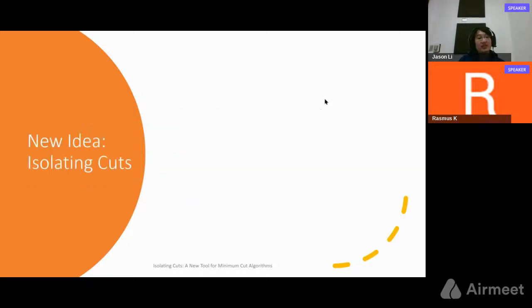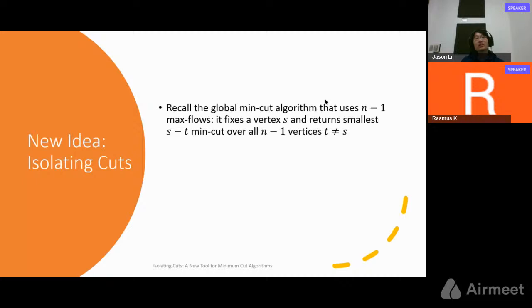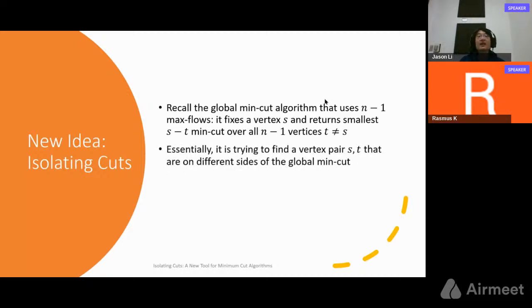Let's first introduce the new idea, isolating cuts. Before we introduce it, let's motivate why we studied such a problem in the first place. Let's recall the naive global min-cut algorithm, which uses n-1 max flows. It fixes a vertex S and tries all other vertices T, one of which must lie on the opposite side of the target global min-cut. Of course, it's doing this naively, because all it really needs to do is locate one vertex T on the other side. If you can find one such vertex T, then we're done, because the ST min-cut will be the global min-cut. So essentially, the task is just to find two vertices S and T on opposite sides of the cut. The question is, can we find such a pair more efficiently than just trying all n-1 vertices?